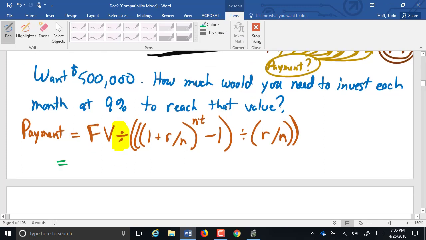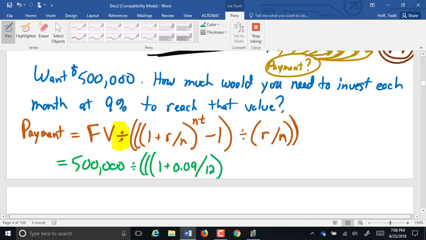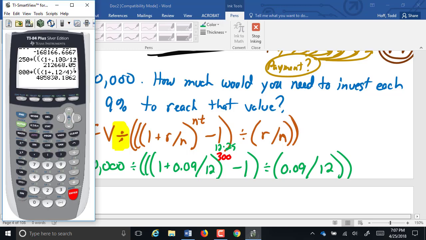So yes, what we put in here, the future value is the 500,000 divided by 1, 2, 3, 1 plus 0.09 divided by monthly, so 12, close parentheses, the power of 12 times 25, which is 300 months, yep, minus 1, close parenthesis, divided by, open parenthesis, 0.09 divided by 12, close and close. Let's punch this in, see how it comes out.